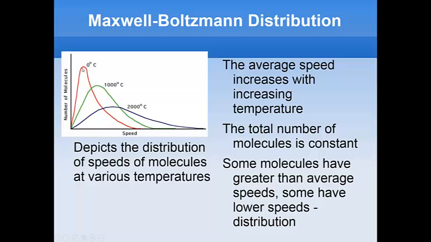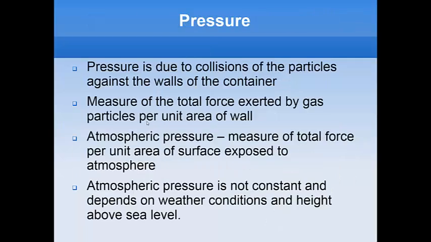So at 0 degrees, they're mostly around here, but there's some a little bit slower, some a bit faster. Then as you increase the temperature, you can see that the distribution gets wider and wider as the temperature increases and increases. So as the temperature increases, the average speed increases. As you can see, the average speed is increasing, but the number of molecules with that speed decreases. The total number of molecules in the distribution is constant, and you can always see that some molecules have smaller speeds and some have faster, which is a great way of describing how molecules behave.